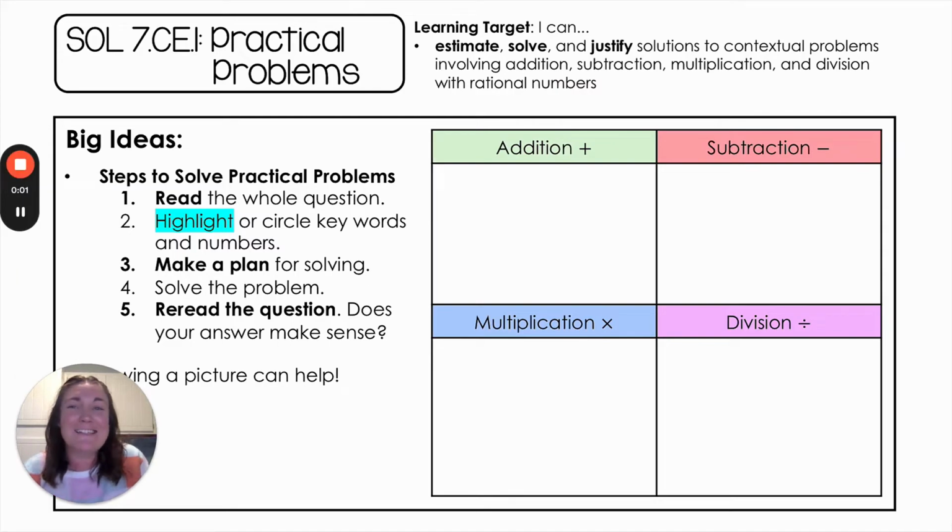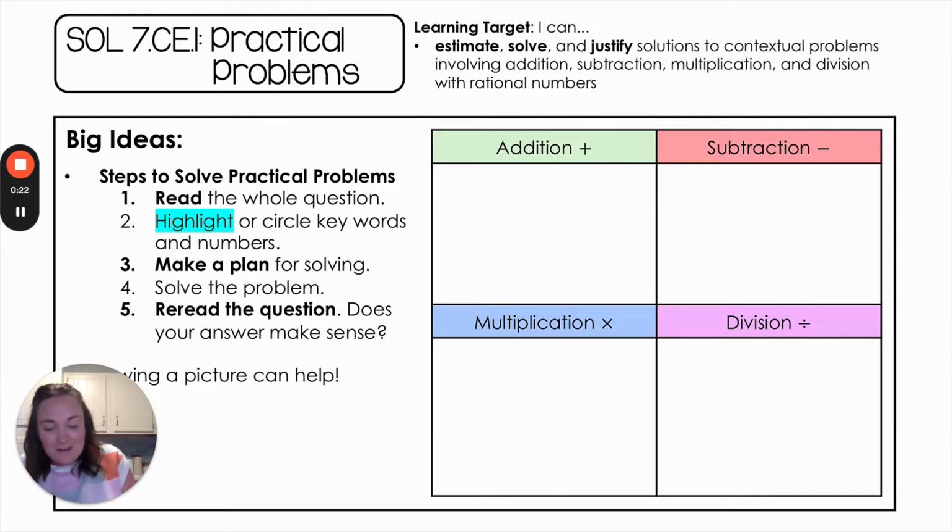Hello everyone, today we are talking about how to solve practical problems. A lot of times when we see a word problem on a test or a quiz or even a homework problem, we get super overwhelmed because we go, oh, it's a word problem, it's going to be tricky. Well, hopefully today you've learned some strategies of how to break that down so they don't feel so overwhelming, and hopefully you start feeling more confident in those practical problems.